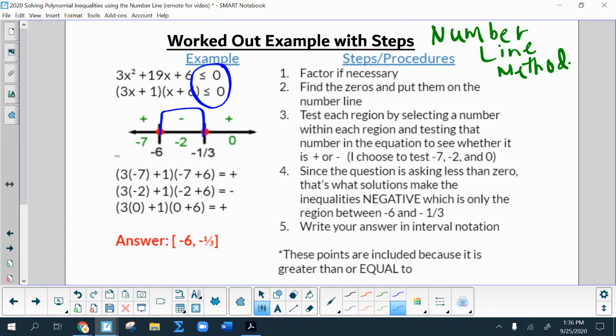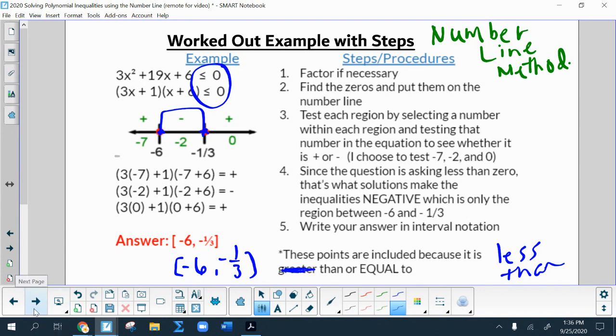And then since it has a less than or equal to sign, notice I put these closed circles at -6 and -1/3. And when you write the answer, it's -6 to -1/3 with the brackets. So these points are included because it is less than or equal to, not less than. Okay? That is how the number line method works.